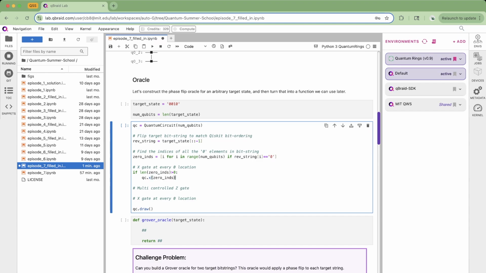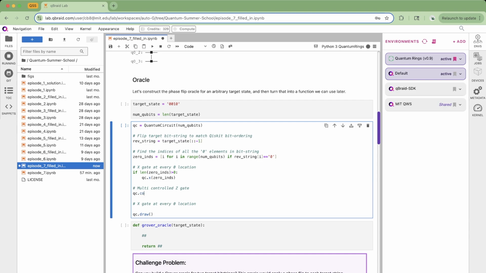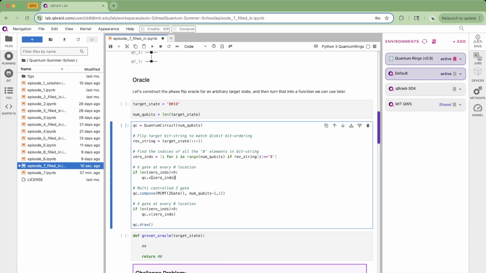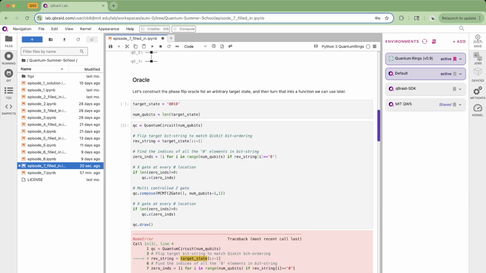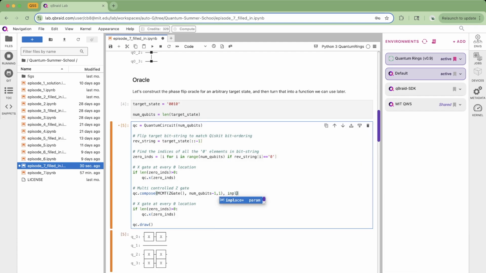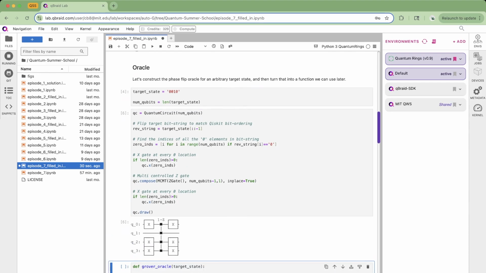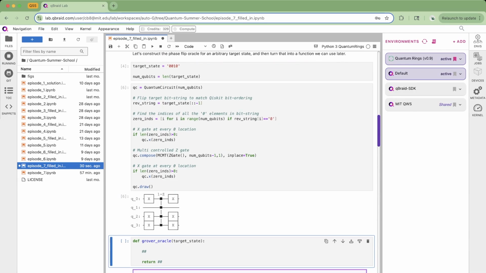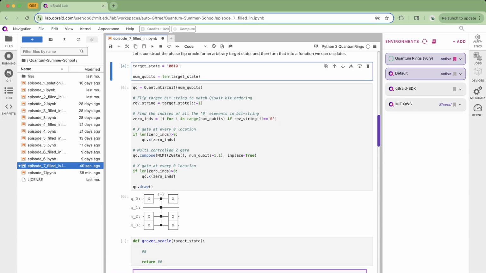Then we want our multi-controlled Z gate. So we can compose that. And finally, we want to apply an X gate at every 0 location again. So that's the same as this. So let's see our phase flip oracle. Oops, run the first cell first. And again, I forgot to say in place equals true, so it didn't modify my circuit object. So now this should work. Okay. So here's our phase flip oracle for an arbitrary target state. So here I had 0, 0, 1, 0, but we can make it whatever we want.